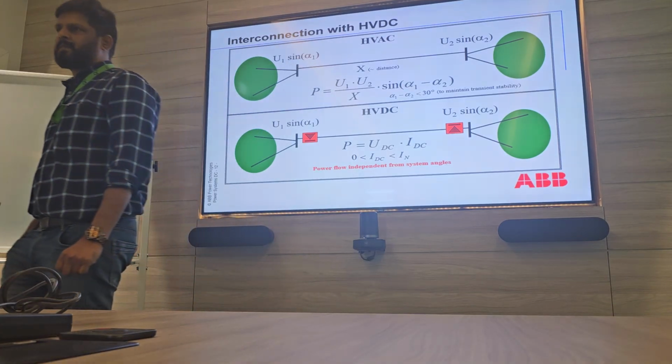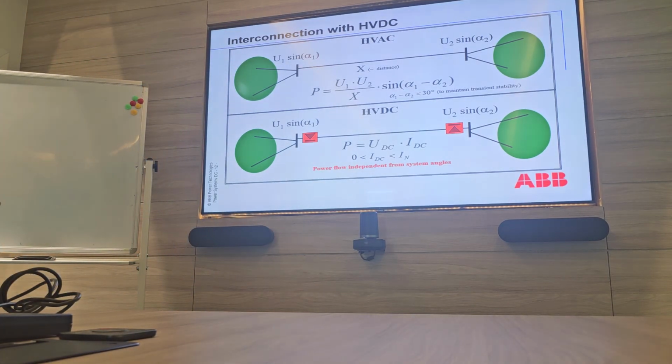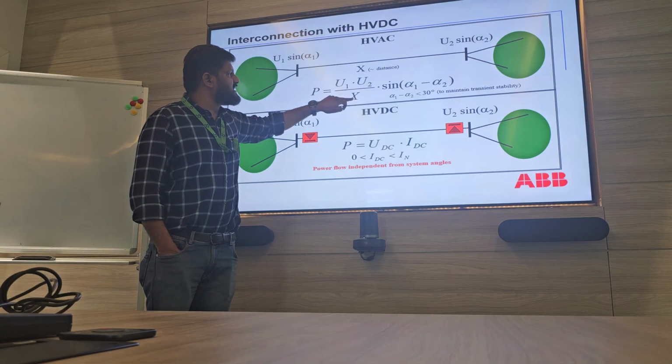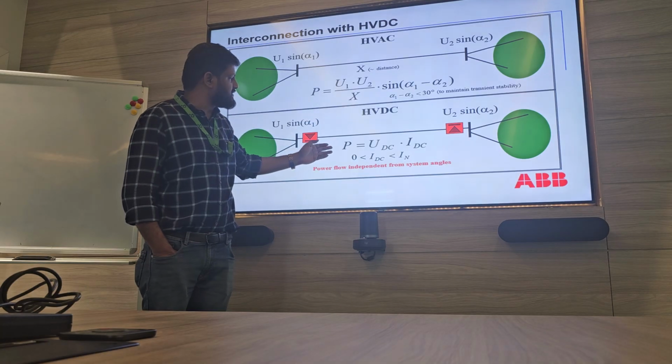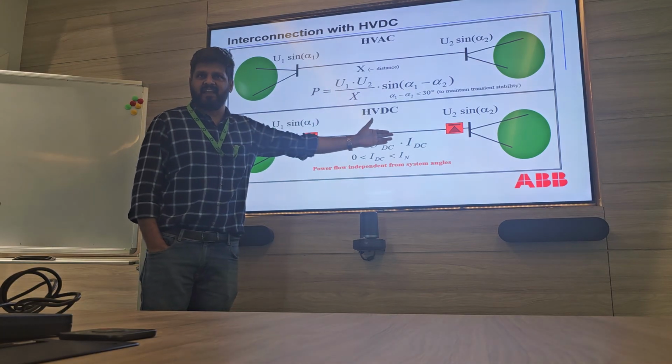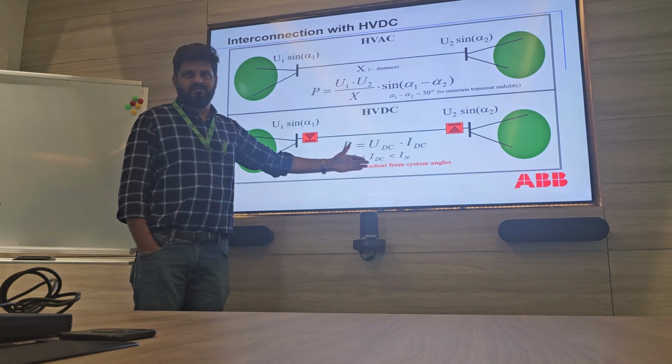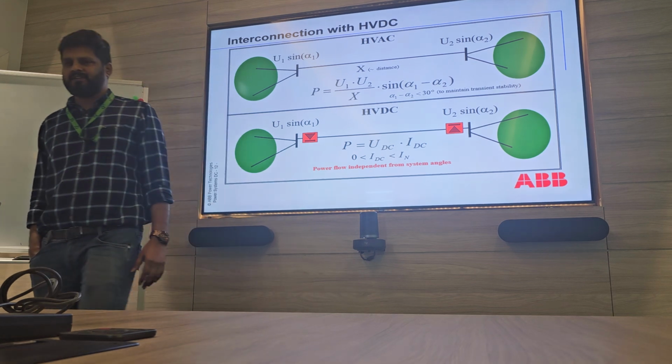I hear that for the same conductor, the reactance and the sine of the angle difference will limit the power transfer by a certain factor, right? But for HVDC, it's direct current. Yes, in AC it depends on this, correct? But here there is no dependence on the transmission line reactance. That's correct.